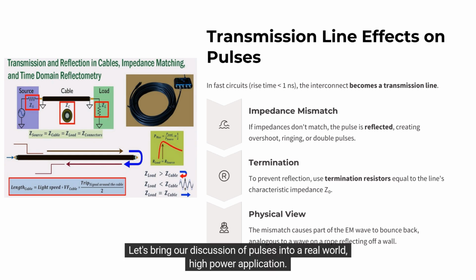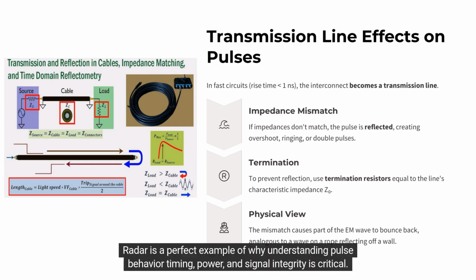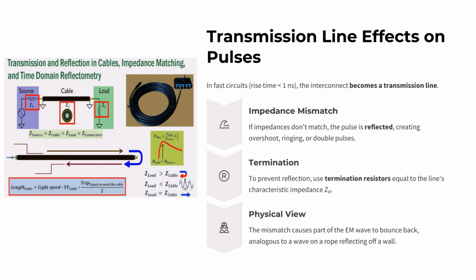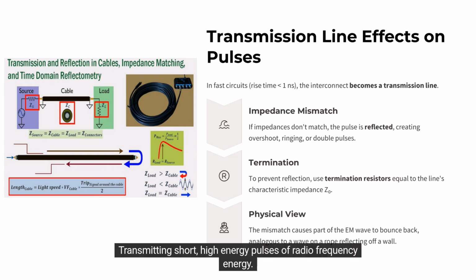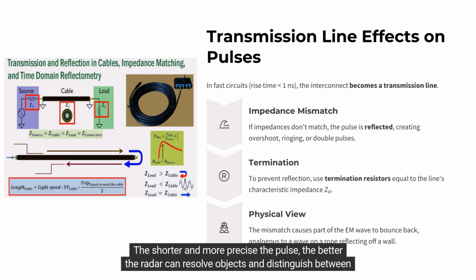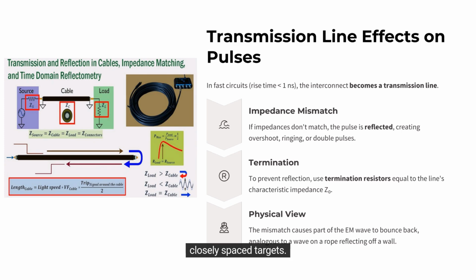Let's bring our discussion of pulses into a real-world high-power application. Radar is a perfect example of why understanding pulse behavior, timing, power, and signal integrity is critical. A radar system works by transmitting short, high-energy pulses of radio frequency energy, waiting for reflections from objects such as aircraft or ships, measuring the time delay to calculate distance. The shorter and more precise the pulse, the better the radar can resolve objects and distinguish between closely spaced targets.